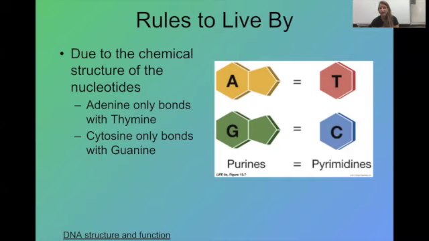If I say that your DNA molecule is 20% adenine, and I ask you what percent cytosine is it? So if I have 20% adenine, that means I have to have 20% thymine. That means that 40% of my DNA is made up of A's and T's. The other 60% is split between guanine and cytosine. So cytosine would have 30% of your DNA.